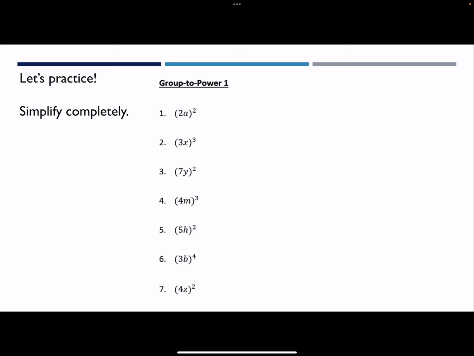All right, so again, we're raising the coefficient to the power. So this is a coefficient. 2 to the second power is 4. And then this is a to the 1 times 2, so a squared. 3 is a coefficient, so 3 to the third power means 3 times 3 times 3, right? Which is 27. So this is 27x to the 1 times 3, which is 3. So 7 is a coefficient. 7 squared, 49y squared.